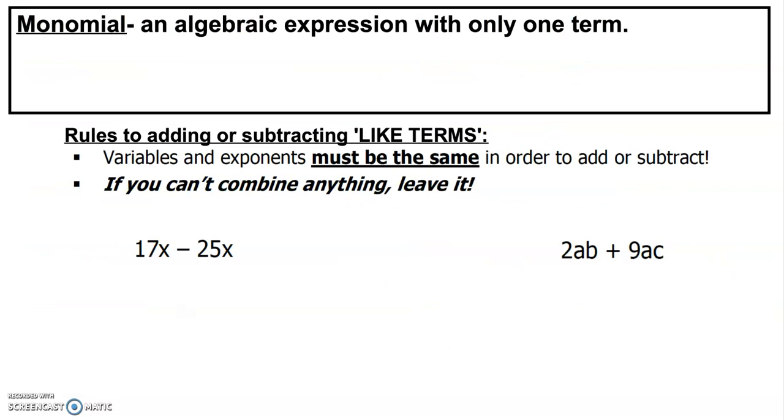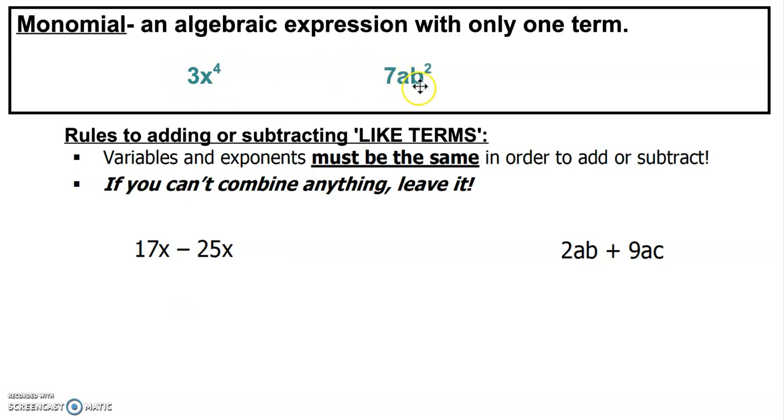Next, we're going to talk about how we can combine or add or subtract like terms. So I want to introduce a word called a monomial. That mono prefix means 1. So we have an algebraic expression with only one term. So some examples of that are 3x to the 4th. There's only one term there.